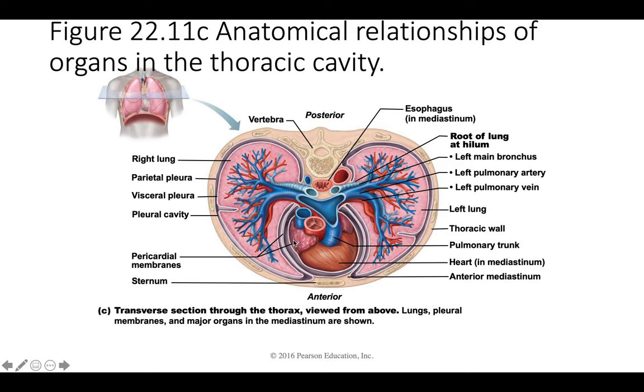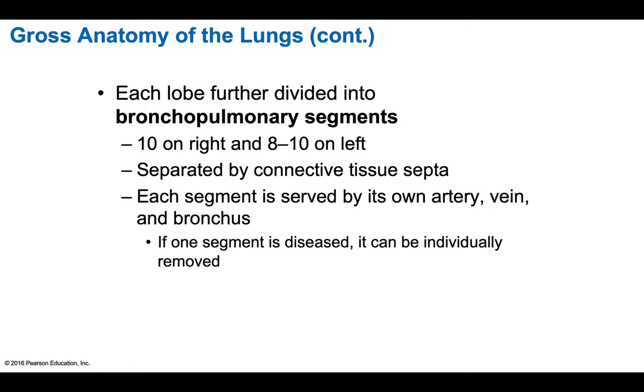So moving along to the next slide, all right, continuing with the gross anatomy of the lung. Each lobe gets further divided into a number of pyramid-shaped bronchopulmonary segments. They're separated from one another by connective tissue. The right lung has 10 of these bronchopulmonary segments, but the left lung could vary anywhere from 8 to 10 segments. Each one of these segments gets served by its own artery and vein, and it also gets its air supply from an individual tertiary bronchus.